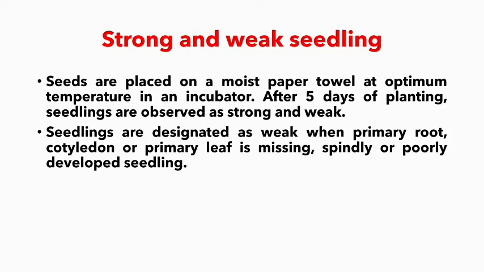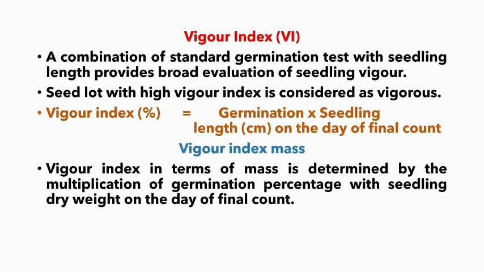Seedlings are designated as weak when the primary root, cotyledon or primary leaf is missing, or spindly or poorly developed seedlings are observed. Vigor index: a combination of standard germination tests with seedling length provides a broad evaluation of seedling vigor. A seed lot with a high vigor index is considered vigorous.